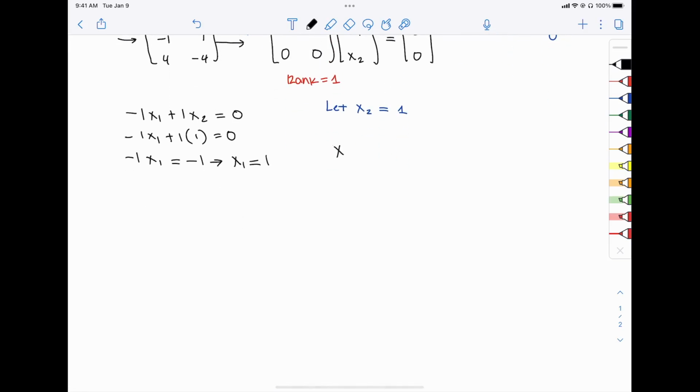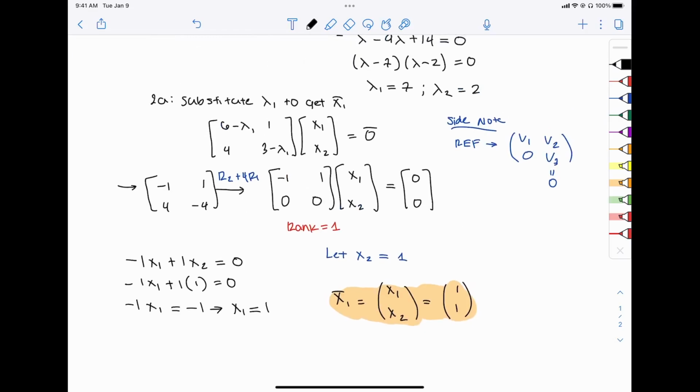So now we can say that our first eigenvector is simply just equal to x1, x2 like that. But we said x1 is going to equal 1, and then we let x2 equal 1, so that doesn't change. So we just found x1. Perfect.